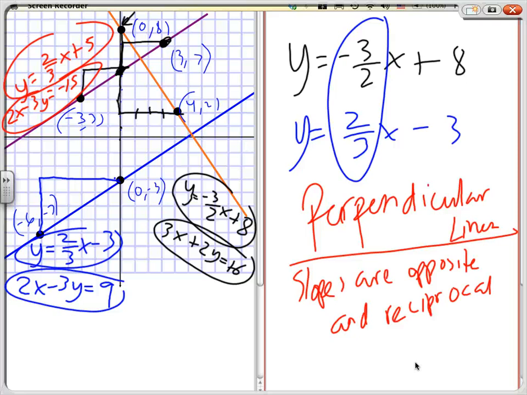If you only change the sign or only take the reciprocal, then that's not perpendicular. For perpendicular lines, you must have opposite, reciprocal. There's no other way. Okay? Opposite, reciprocal.